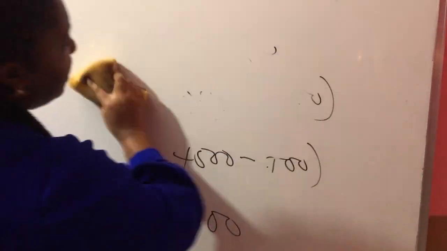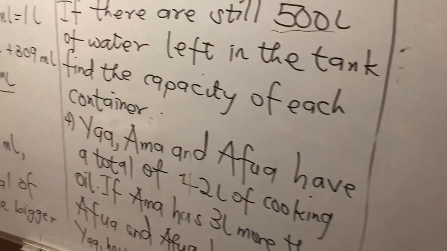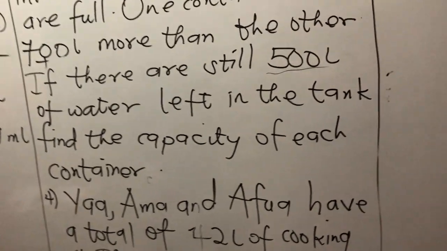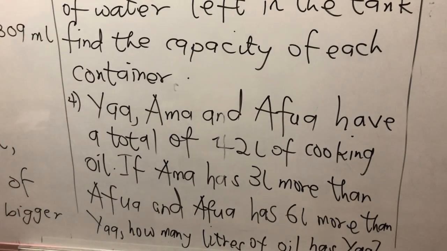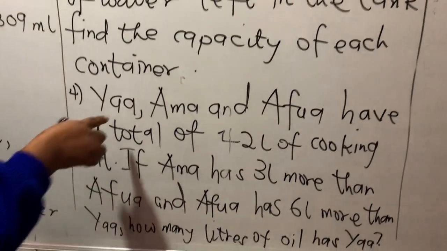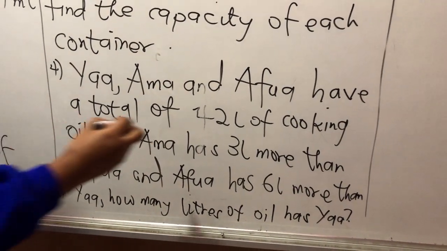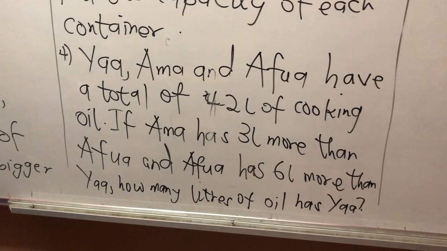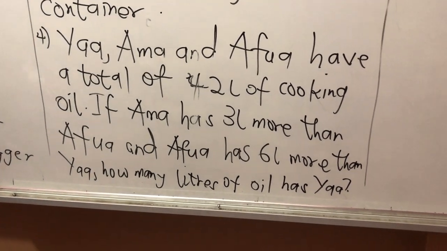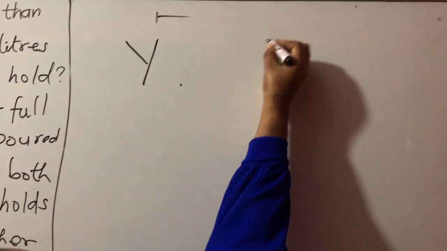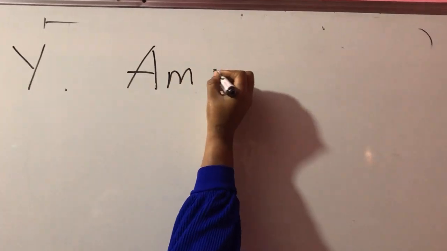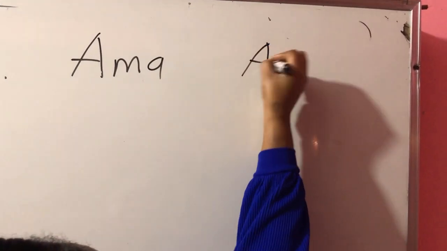Okay, third question and last question for the day. So this question is, we are going to apply the variable thing. Pay attention to the question. Ama and Ifua have a total of 42 liters of oil. If Ama has 3 more than Ifua, okay, now let's come here. Let's put their names down first. We have Ya, we have Ama, and we have Ifua.